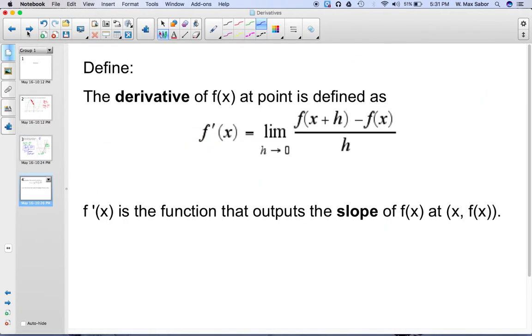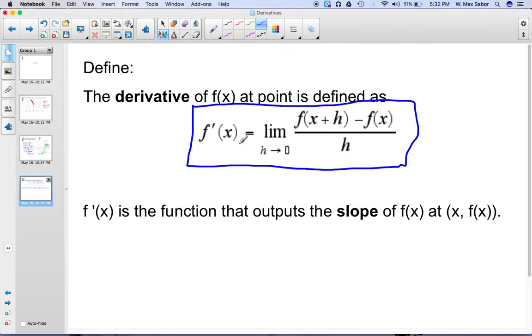So, the derivative of f of x at a point is defined as f prime of x equals the limit as h goes to 0 of the difference quotient, f of x plus h minus f of x over h. This is the first incredibly important thing to know in calculus. This is the definition of a derivative. The derivative is the function that outputs the slope of f of x at the point (x, f of x).